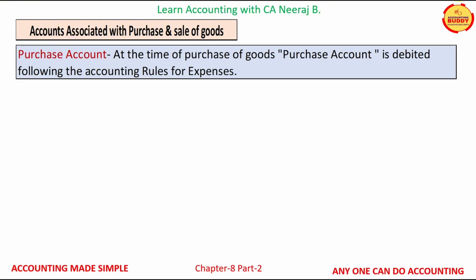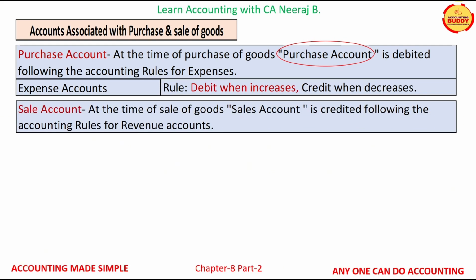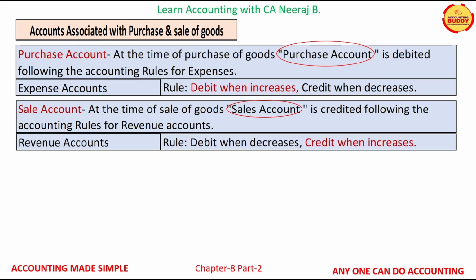First, purchase account. At the time of purchase of goods, purchase account is debited following the accounting rules for expenses. Accounting rule for expense account is debit when increases and credit when decreases. For sales account, at the time of sales of goods, sales account is credited following the accounting rule for revenue accounts. Accounting rule for revenue account is debit when decreases and credit when increases.